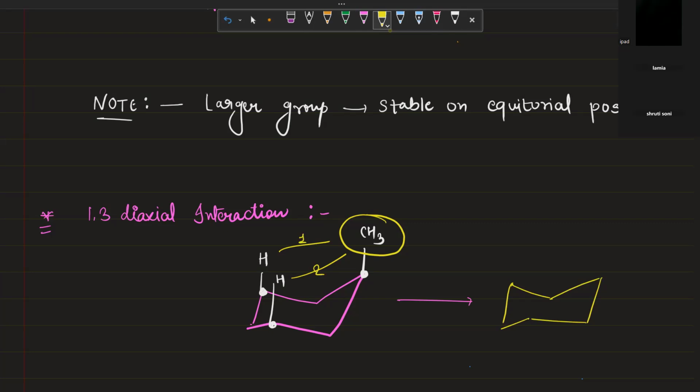And let's suppose I put the CH3 on this side. In that case, is there any 1,3-diaxial interaction present? No, right? That's why the group prefers the equatorial position as compared to the axial position.